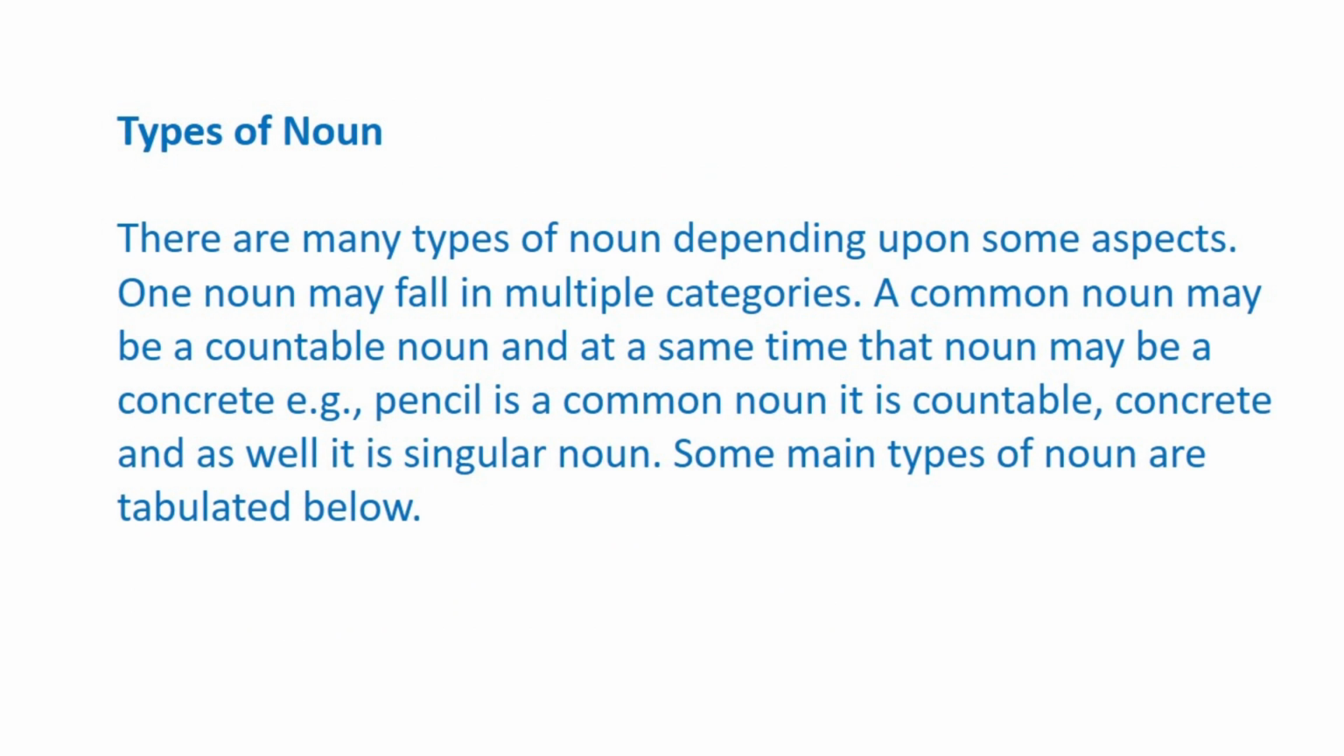Types of noun. There are many types of noun depending upon some aspects. One noun may fall in multiple categories. A common noun may be a countable noun and at the same time that noun may be concrete, e.g., pencil is a common noun, it is countable, concrete and as well it is a singular noun. Some main types of noun are tabulated below.